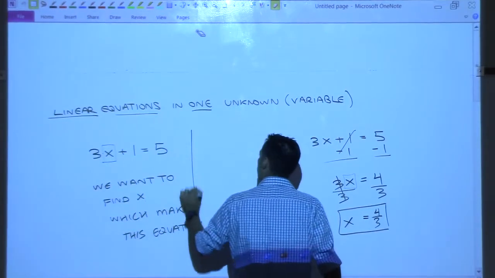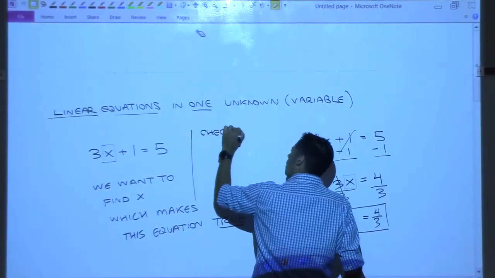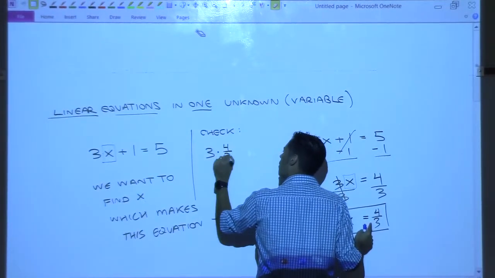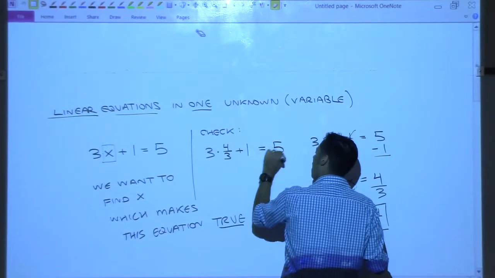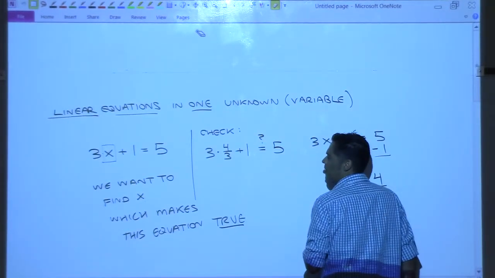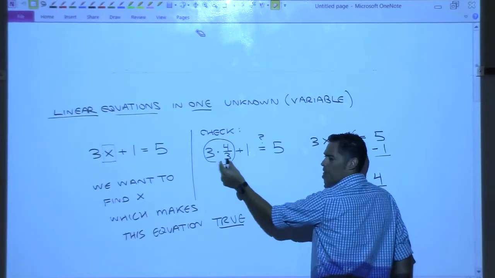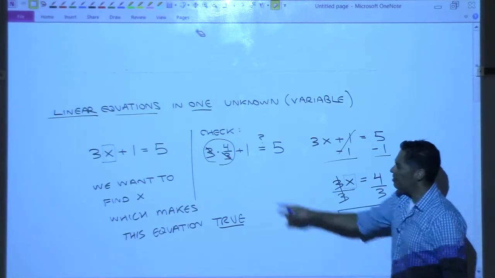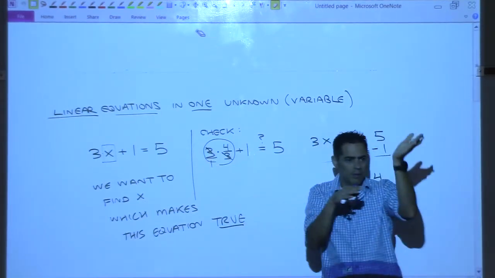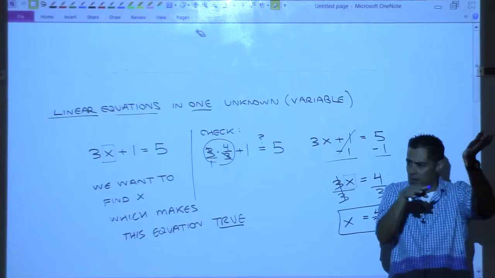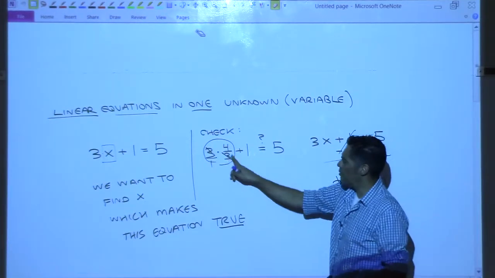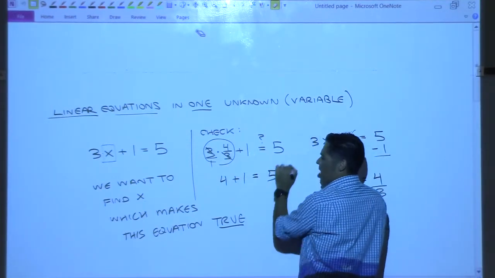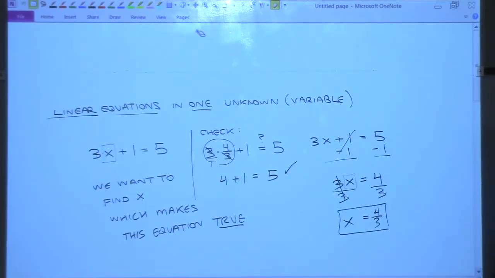So to check it, I'm going to go 3, what if I replaced it with 4/3 there, times 4 over 3 plus 1. Does that equal 5? Well, there's different ways you can do this, right? We have to multiply those before we add. So I could just cancel these 3's, because this 3 is really like a 3 over 1. So it's in the numerator, and the other 3 is in the denominator, so they cancel out. And that leaves me with what here? 4. And 4 plus 1 is 5. Check, right? So it works.